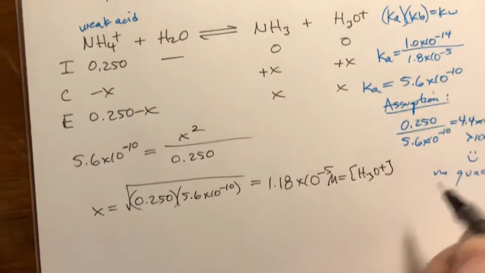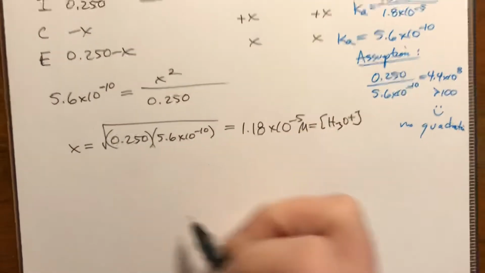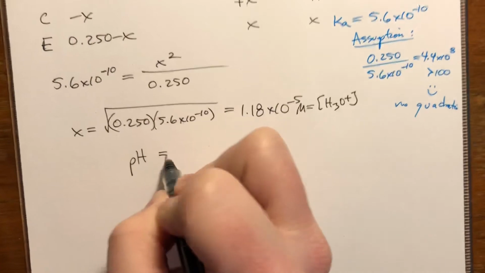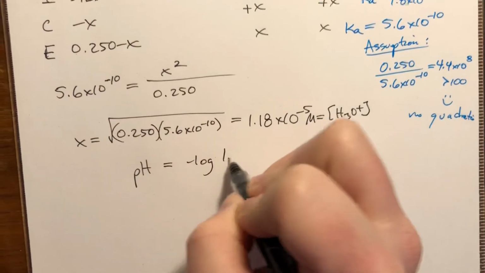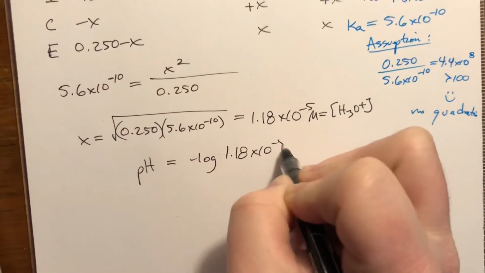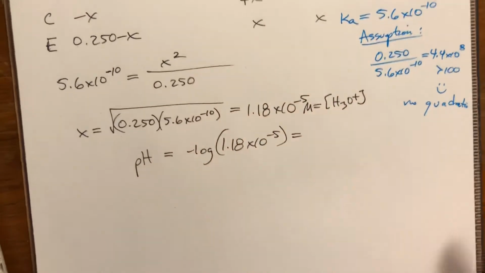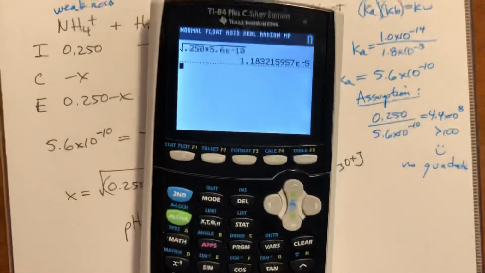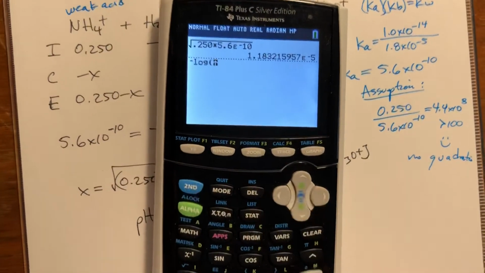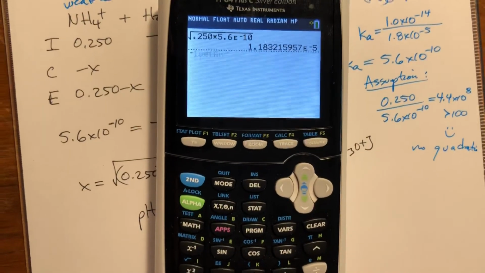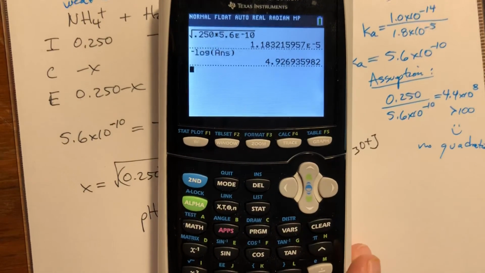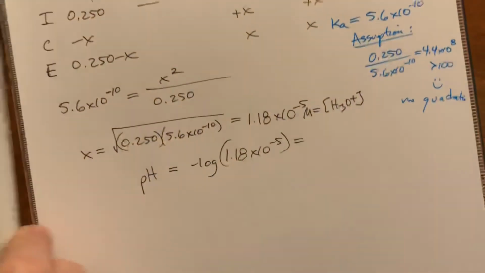So because this is an acid, we can just take the negative log of this to get pH. See what we get. That's the number I had up there, so I'm just going to hit negative log of our answer. And I got 4.93.